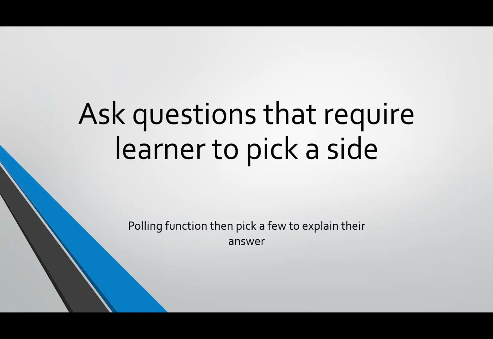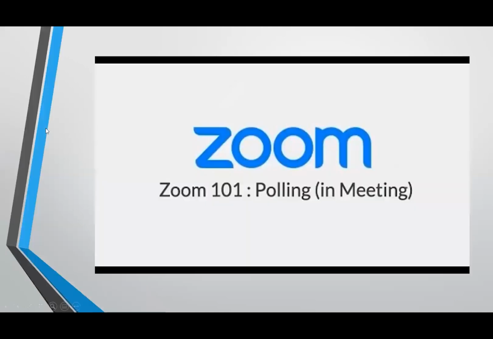But another way, if you want to ask multiple choice questions, is to use the polling function within Zoom. And we're going to watch just a short video on this. It will show you how to start a poll once you're in a meeting, but at the end they also go back and show you where you can actually add in those questions if you want to make the poll ahead of time.